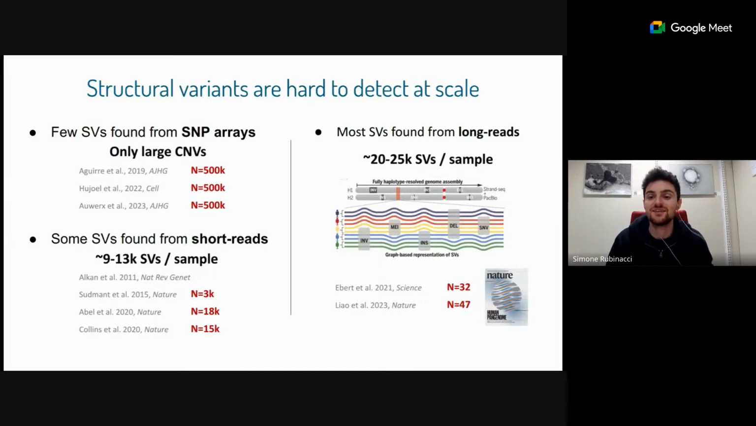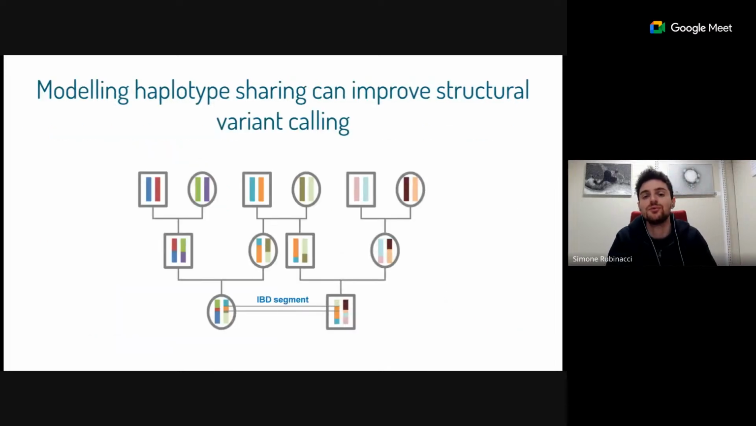So currently, there are several data generation efforts, both in the long-read and short-read space, to include structural variants into genome-wide association analysis. And here we show that it is actually possible to perform improved structural variant calling with the data we currently have, so short-read genome sequencing at high coverage, by accurately modeling haplotype sharing in biobanks.